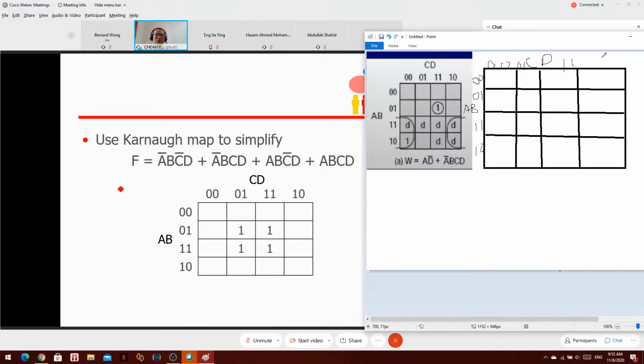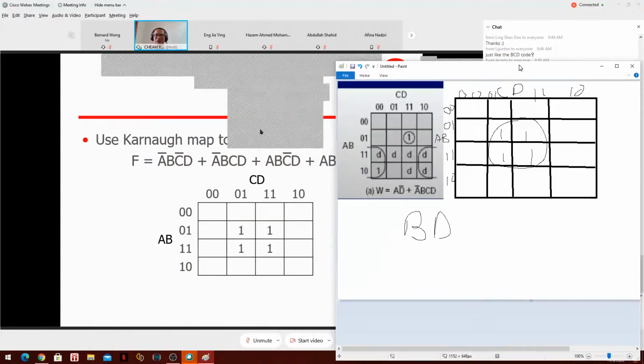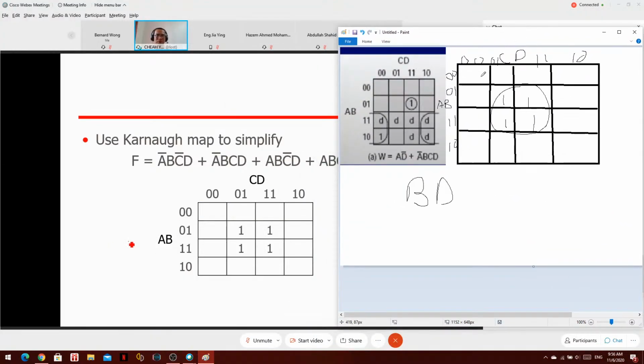All right. So 16 squares. And then we have 4 terms. So 4 terms, we can plot them in the respective squares. Okay. And since we have 4 squares side by side, we can make one big group. No need to make 2 small groups. Okay. So we have that. Sorry. So that one group there in the middle.